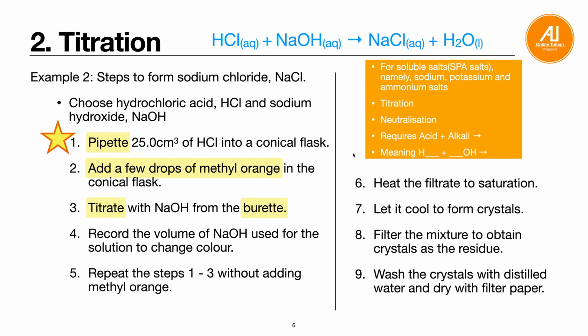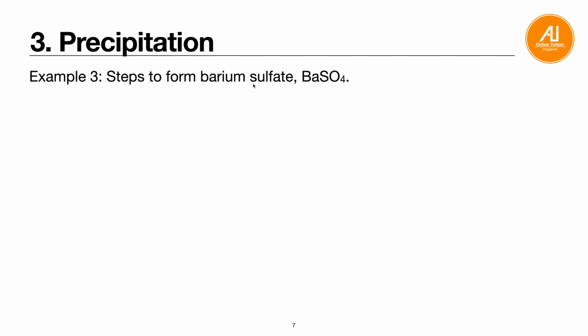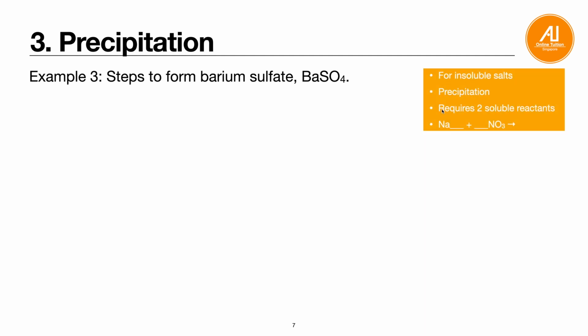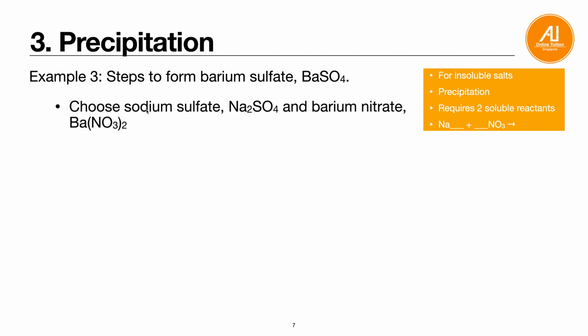Okay, method 3, precipitation. So steps to form what? Barium sulfate. If you refer to your solubility table again, barium sulfate is insoluble. So if it's insoluble, you need to do precipitation, which tells you that you require 2 soluble reactants. So a shortcut is what? Sodium something plus something nitrate. So if you want to form barium sulfate, what do you need? You need sodium sulfate plus barium nitrate. So you choose sodium sulfate plus barium nitrate.